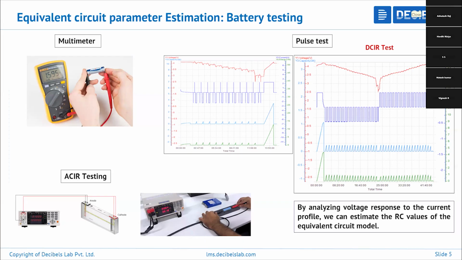Similarly, we can also test the battery in DC-based terms. DC-based means what? We need to excite the battery with DC current, and based on that we will get variations in your voltage. There is one test we call the pulse-based test, and in that category we call it the DCR test. So the DCR test is a pulse-based test.